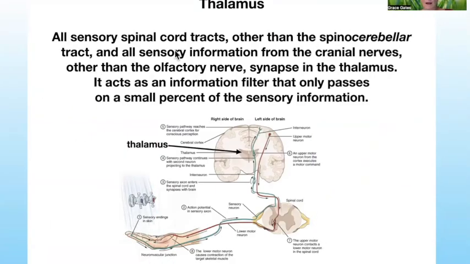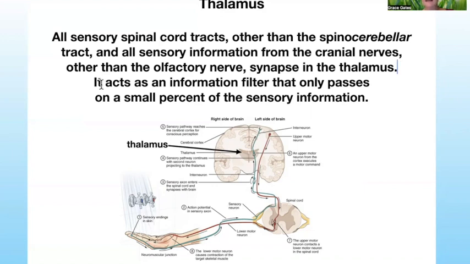All of the sensory spinal cord tracts, other than the spinocerebellar tract, which goes to the cerebellum, and all of the sensory information from the cranial nerves, other than the olfactory nerve, synapse in the thalamus. So let me take out the exceptions and read the sentence again. All sensory spinal cord tracts and all sensory information from the cranial nerves synapse in the thalamus. So all incoming sensory information that is going to become conscious synapses in the thalamus.